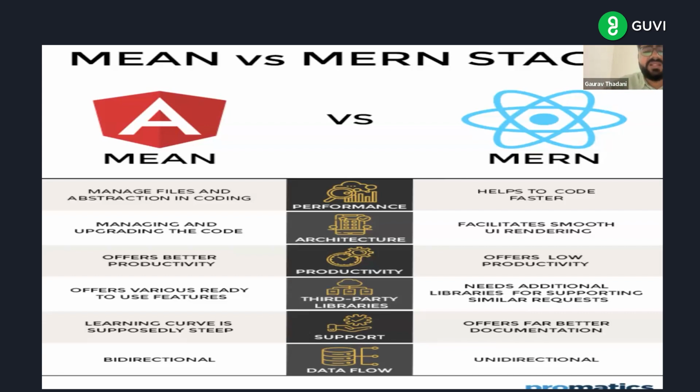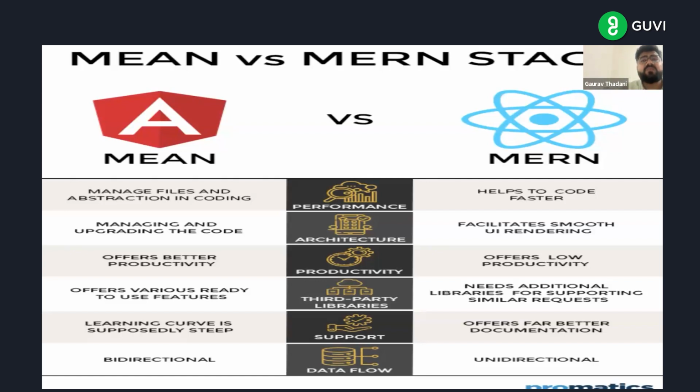It is hardly 2 or 3 years left before MERN and MEAN will almost be the same, right? In every term: in terms of performance, architecture, productivity, third party libraries, and moreover in the support also, right?